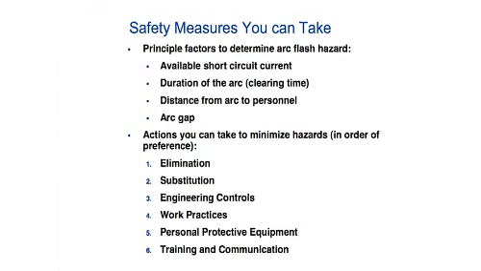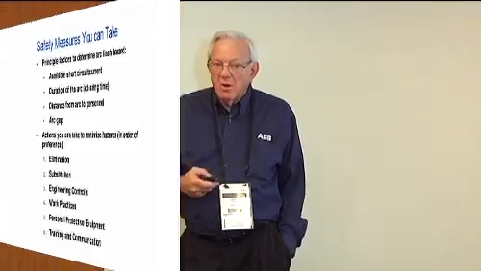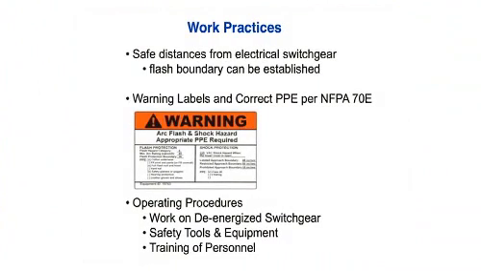Other things you can do. There's elimination, substitution, engineering controls, work practices, personnel, well, PPE, training, and communication. These are all hallmarks of any safety program within any industrial or utility for that matter. All of these wrap together, and if you look at the NFPA regulations, you'll find out that all of these are addressed in the NFPA regs, along with the OSHA regs. This is what it ends up as, a warning label.